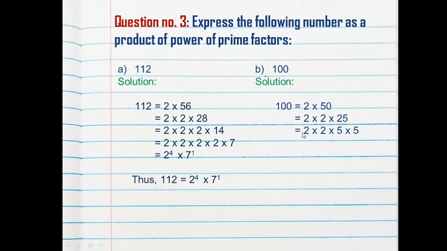So here we got the prime factors as 2 into 2 into 5 into 5. So we will write it as 2 raised to the power 2 into 5 raised to the power 2. So thus 100 is equal to 2 raised to the power 2 into 5 raised to the power 2. So this is how we have to write the number in the form of product of power of prime factors.